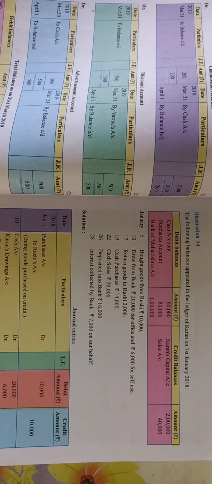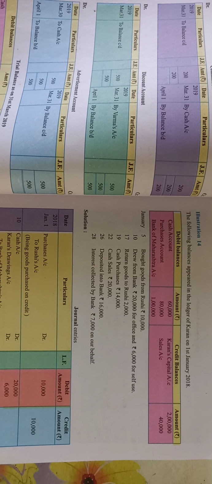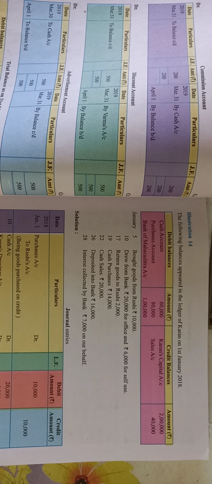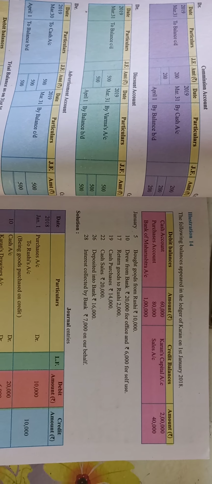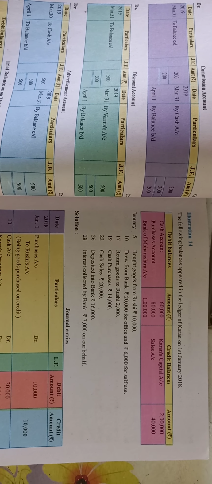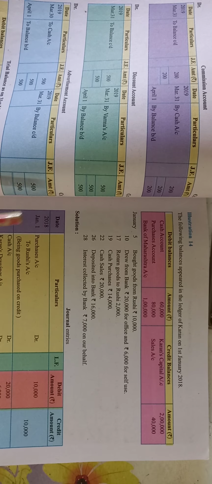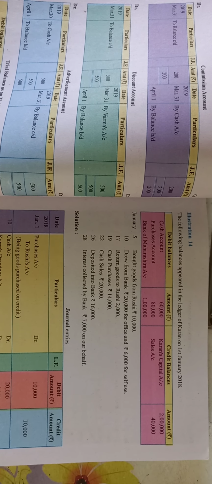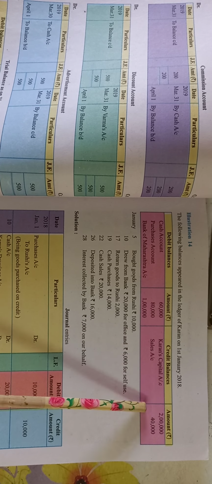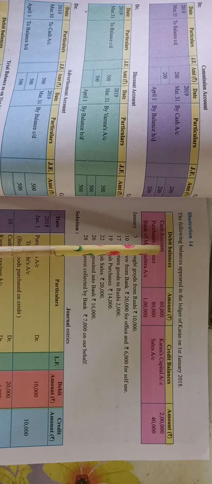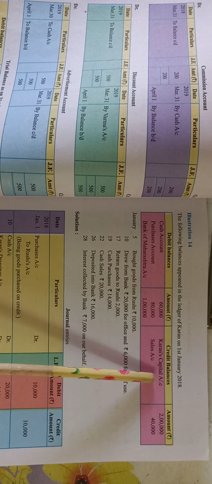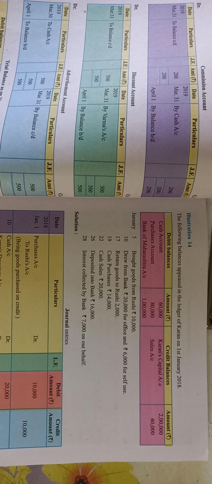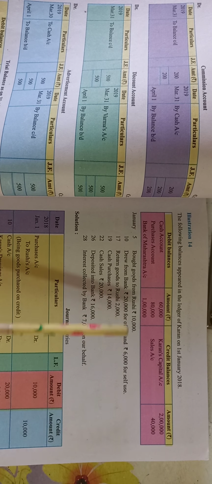Friends, good morning everyone. Today we have to start topic number 4, ledger, illustration number 14, page number 111. In this question, the following balances appear in the ledger of Kiran on 1st January 2018. Debit balances are given and credit balances are given. After that, January 5th, bought goods from Rishi rupees 10,000.